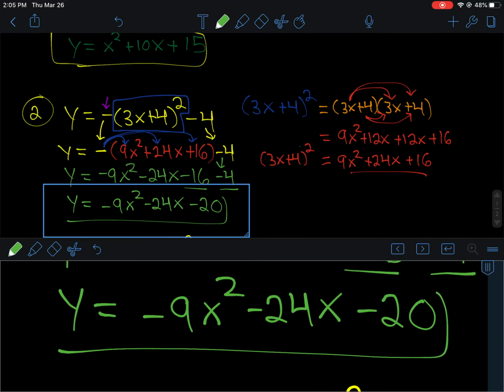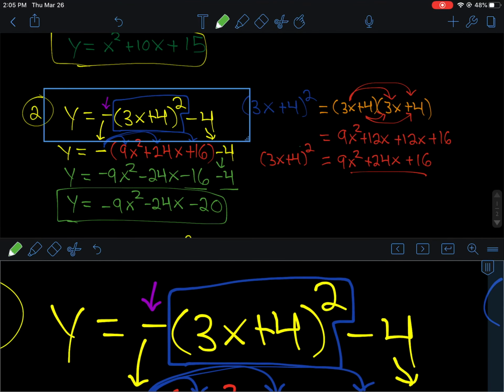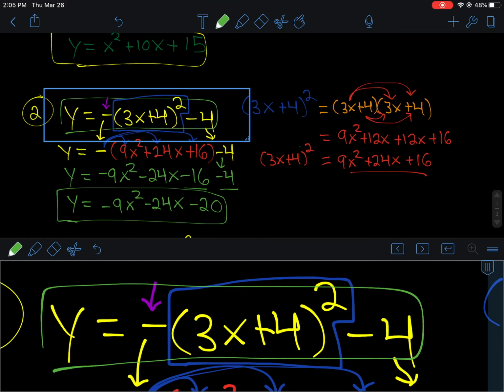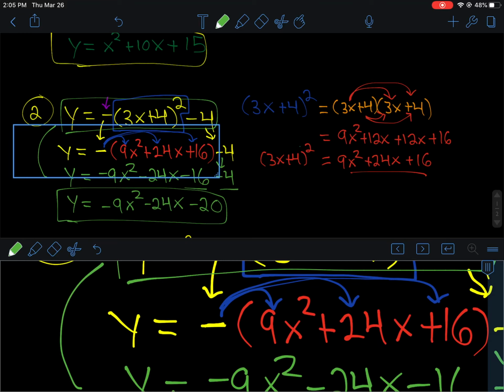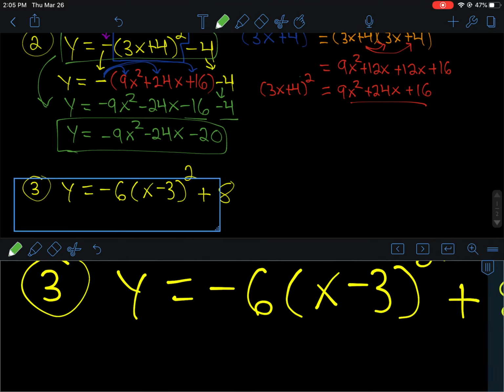So this is the vertex form. It changes into standard form, and this is how the standard form of the quadratic will look. All right, last problem, just to make sure we're getting this down.